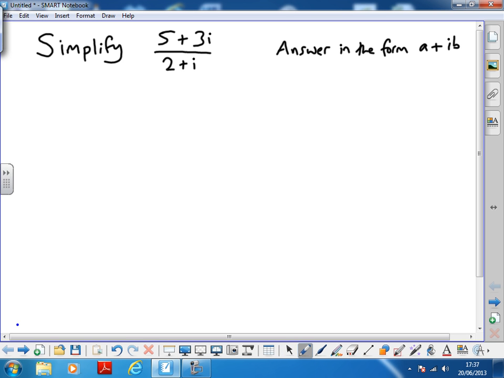This is an example of dividing one complex number by another complex number: 5 plus 3i divided by 2 plus i. And the key step is to multiply top and bottom by 2 minus i. There'll be a bit of explanation about that later.